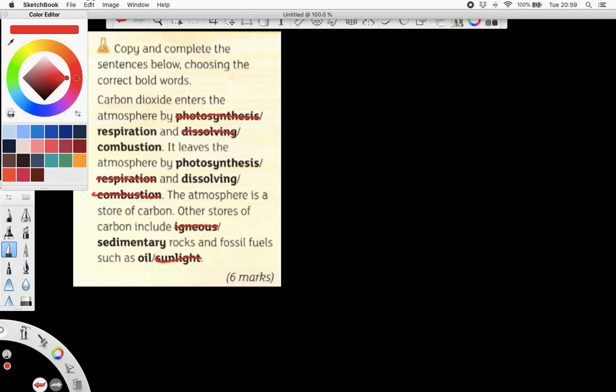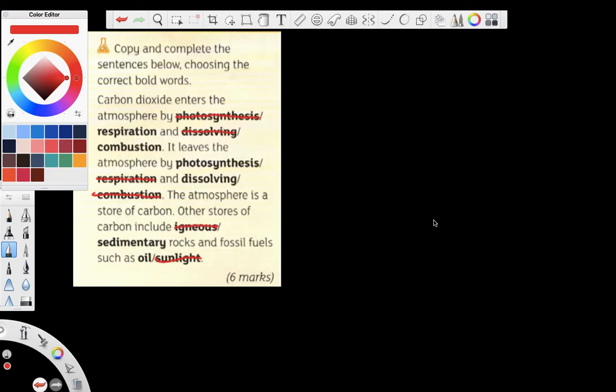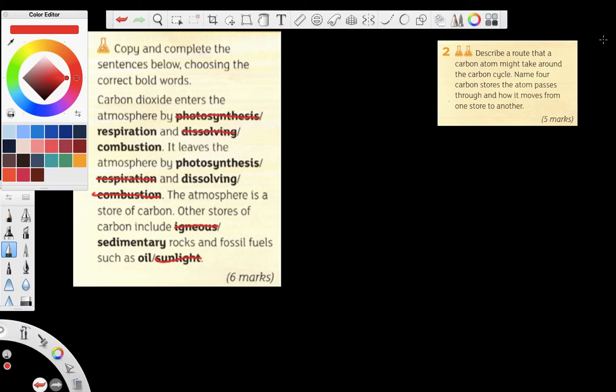Let's get our second and final question put on the board, and we'll go through it, and then we're done for today. It says, describe a route that a carbon atom might take around the carbon cycle. Name 4 carbon stores that the atom passes through and how it moves from one store to another. So this is where you needed your diagram of the carbon cycle to answer it.